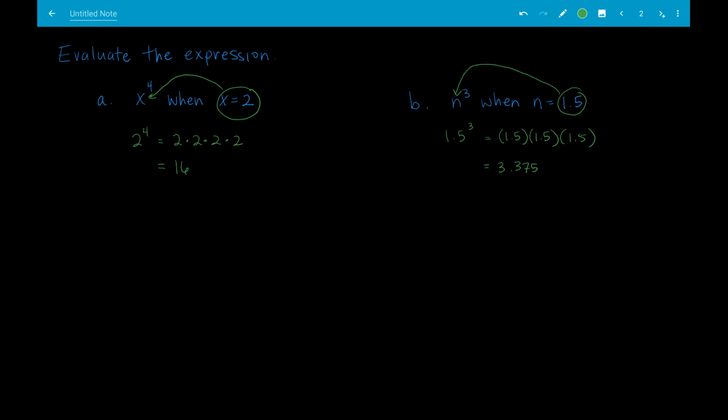So evaluating expressions is fairly simple. You just plug in what the variable equals into the variable in the expression and then solve.